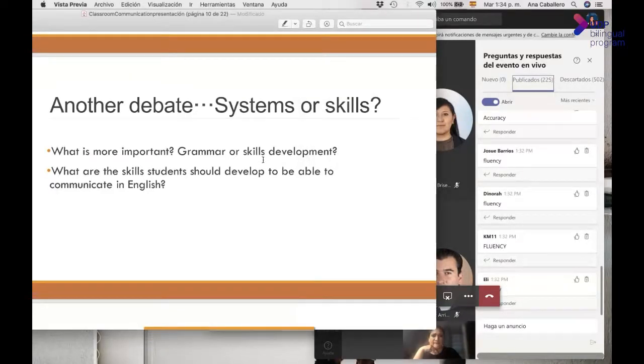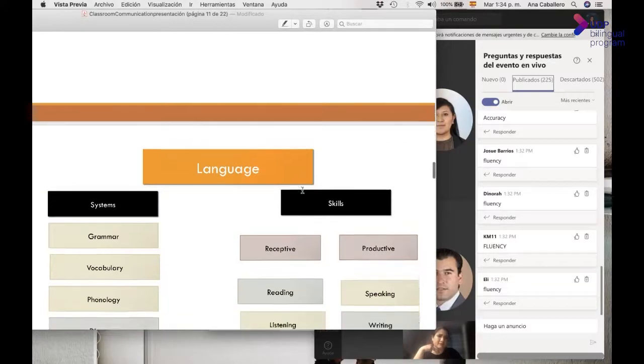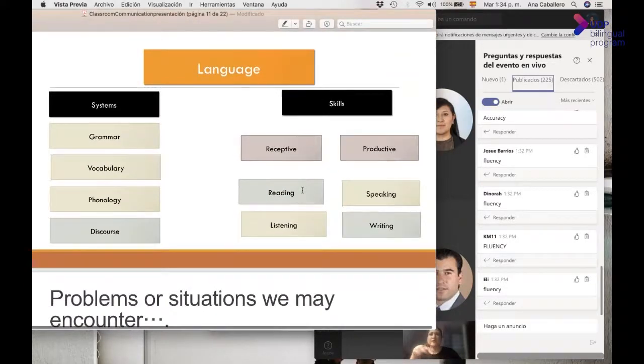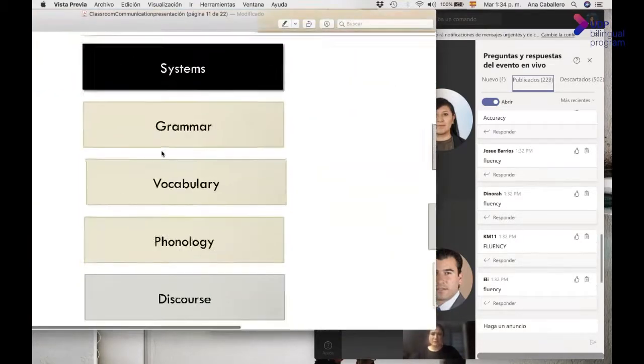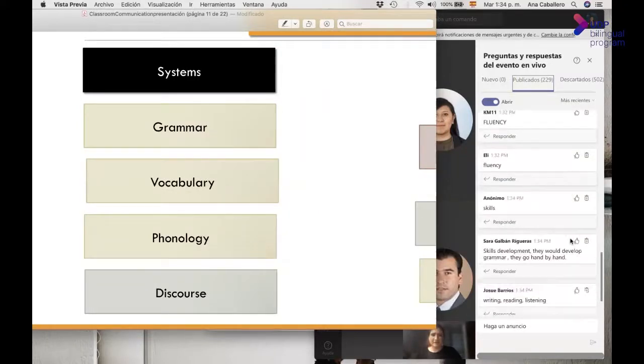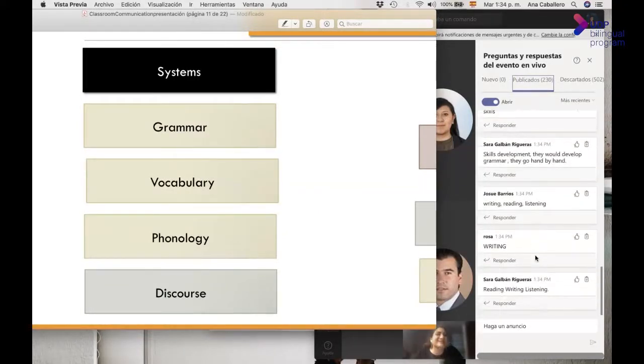Let's take a look at language as this. Language is divided in systems and skills. When we talk about systems, we talk about everything that can be put down. Skills development, they go hand in hand, exactly. Writing, exactly. Thank you, Josue Barrios. Writing, listening, perfect. So in systems, we're talking about grammar, vocabulary, phonology, or phonics, and discourse. And this is in a different color because if we talk about discourse, we could talk about this for hours. And we all teach grammar, we all teach vocabulary, and we all teach phonology.